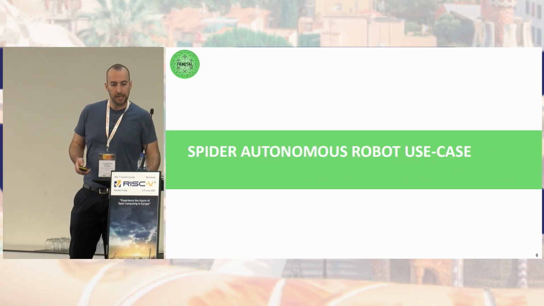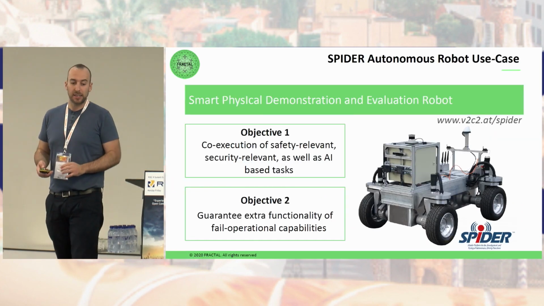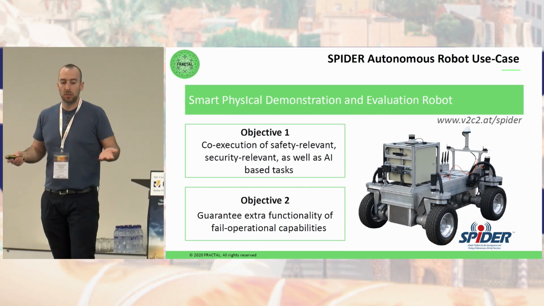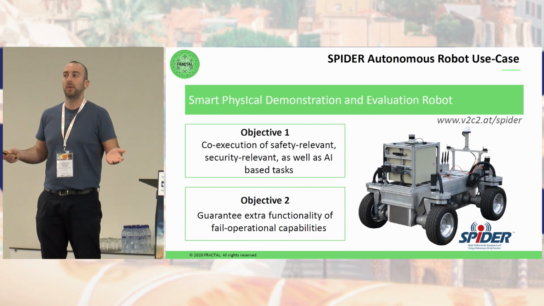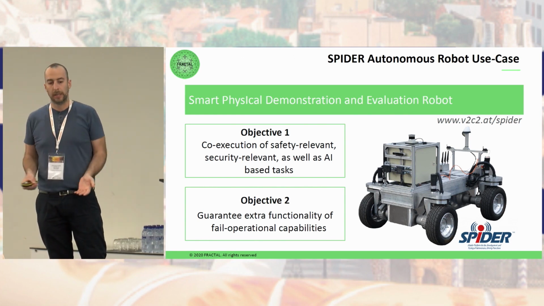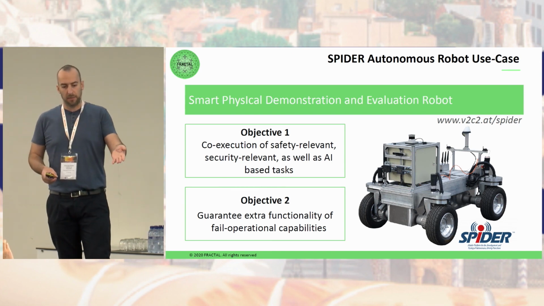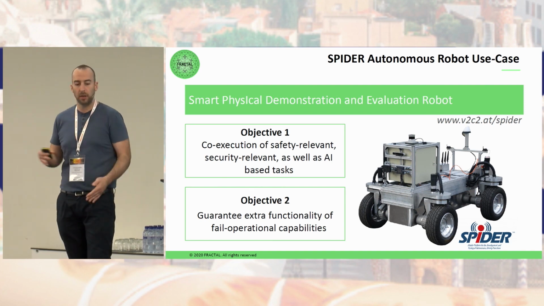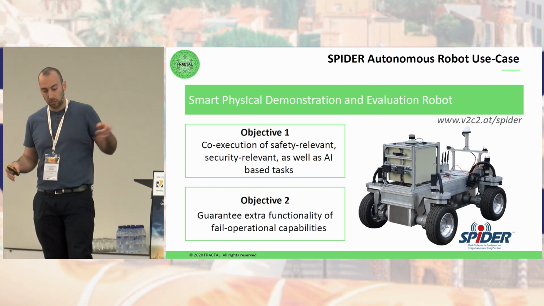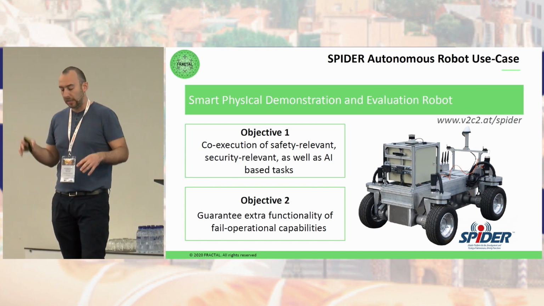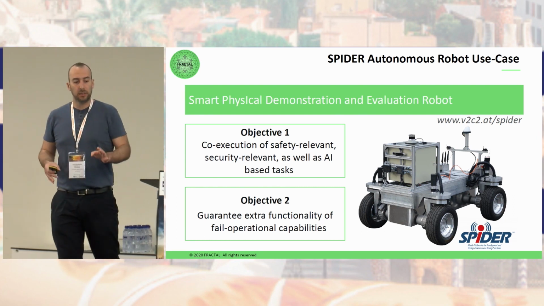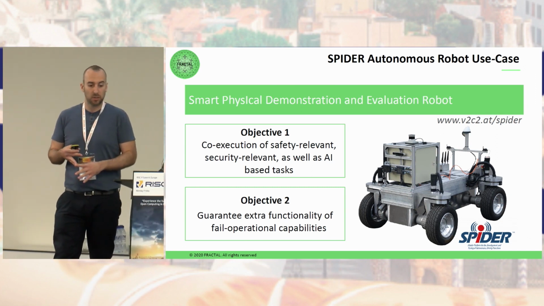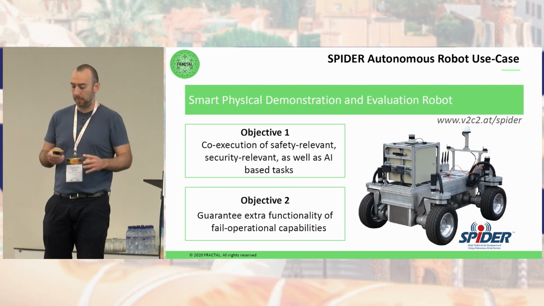Good. The spider, what we call a spider, is at the end an autonomous robot that has freedom of movement on the wheels. We use it to install different sensors, for ADAS in automotive. We have this robot here with a sensor box, where we can put, for example, a stereo camera, or we have the lidars configuration. I will explain these 4 lidars in the corner. We want to cover these 2 objectives: co-execution of safety-relevant, security-relevant, and AI-based tasks, and guarantee extra functionalities or fail-operational capabilities.